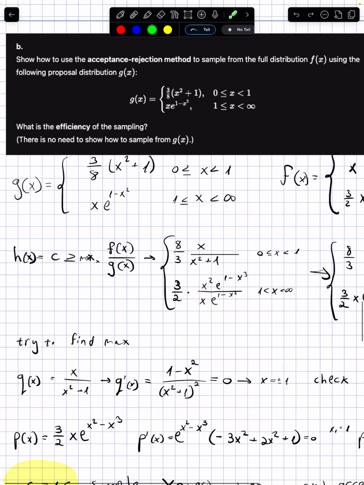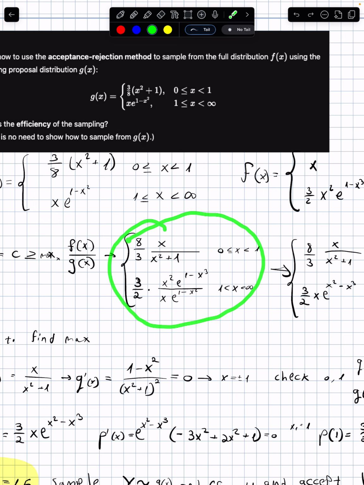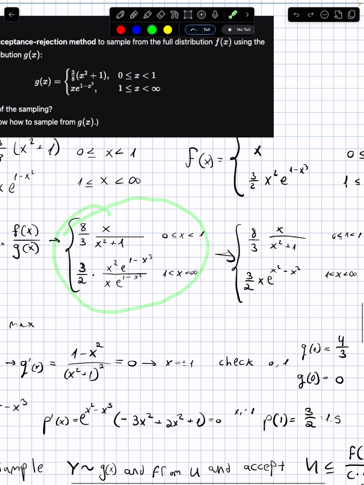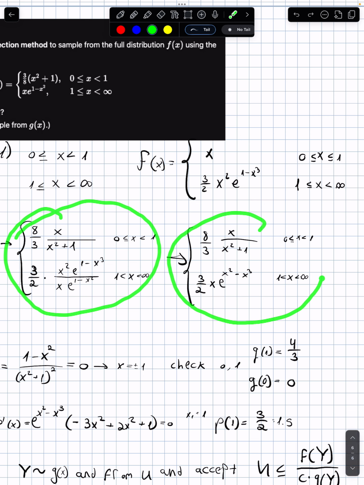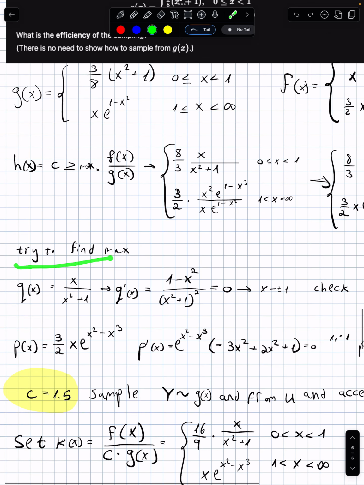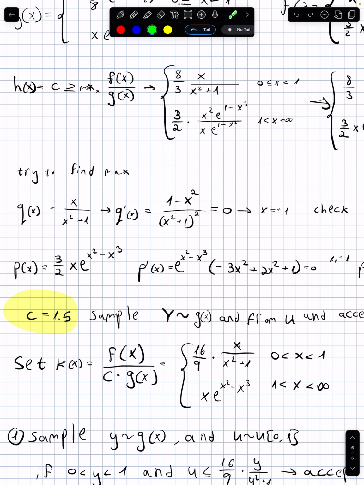Now we will create h of x, which will be c, the maximum of f of x divided by g of x. So I wrote the function, and now our goal is to find the maximum value. Okay, so we're trying to find the maximum, so I will try to find the maximum in this area and then the maximum here. So this is supposed to be really easy for you guys.